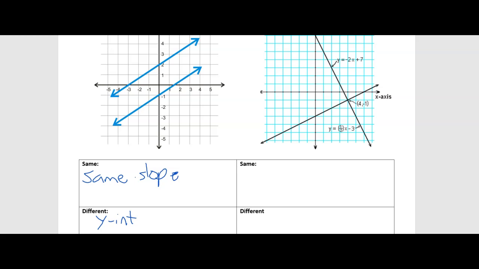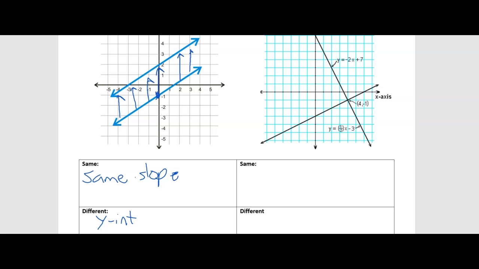If they had the same y-intercept, well, you could think about if we moved this y-intercept to be the same as that one, well, then they would be the same line, right? Because every single point would be moved up 3 in this case, and this line would just end up being directly on top of the other one. So parallel lines, if they are two distinct lines, will have different y-intercepts but the same slope.